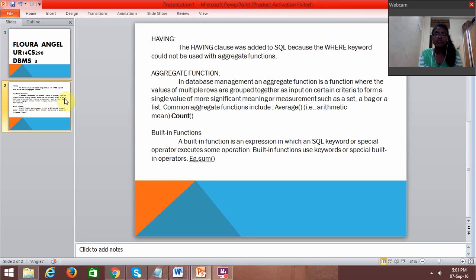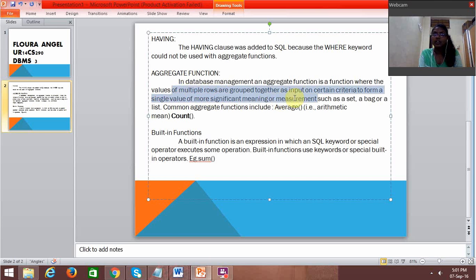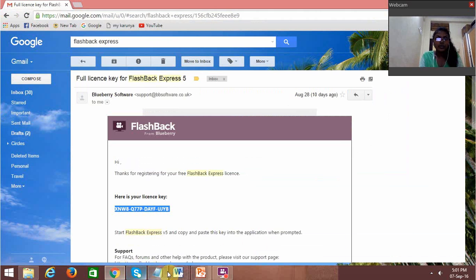Now what do we mean by aggregate function? Aggregate functions like average and count is used where values of multiple rows are grouped together as input on certain criteria to form a single value. That is when we have to group together data and represent it as one single thing. So that is what we have done.